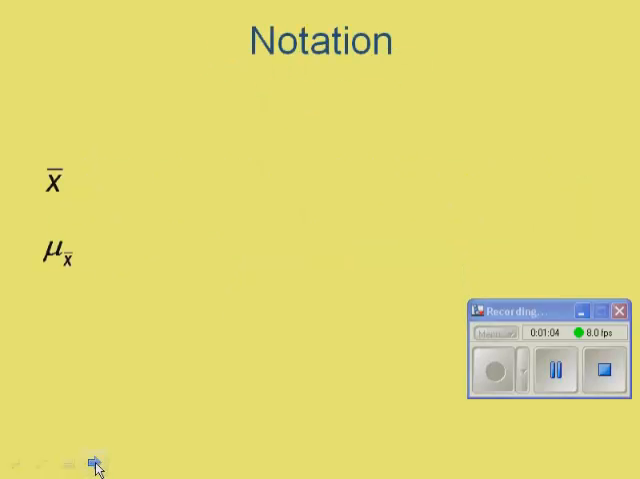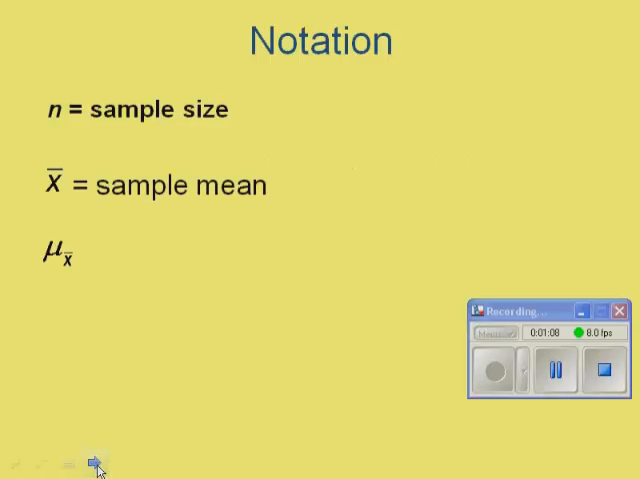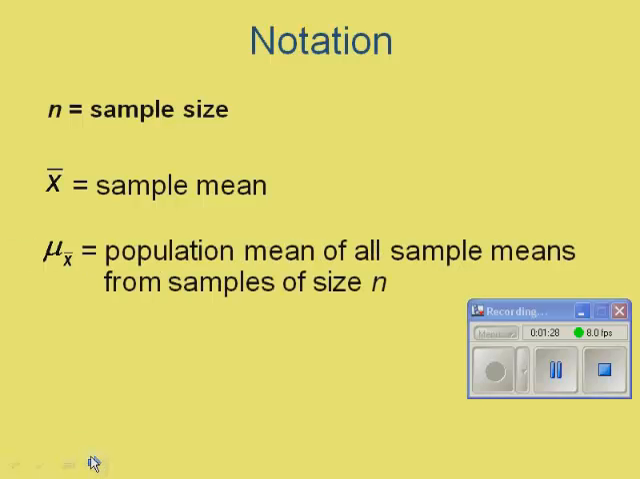Here's some notation. We still have n as the sample size. That's not new. X bar is the sample mean. Oh, here's one. Do you know what this means right here? Mu x bar? What the heck does that say? Well, what does mu mean? Mean of the sample means. There you go. Population mean of all sample means from samples of size n.